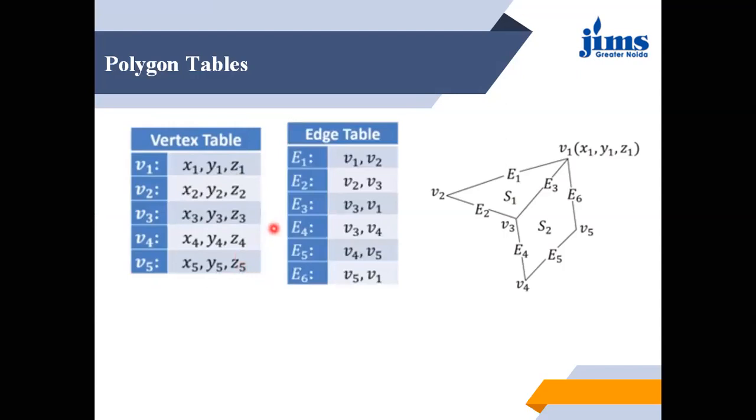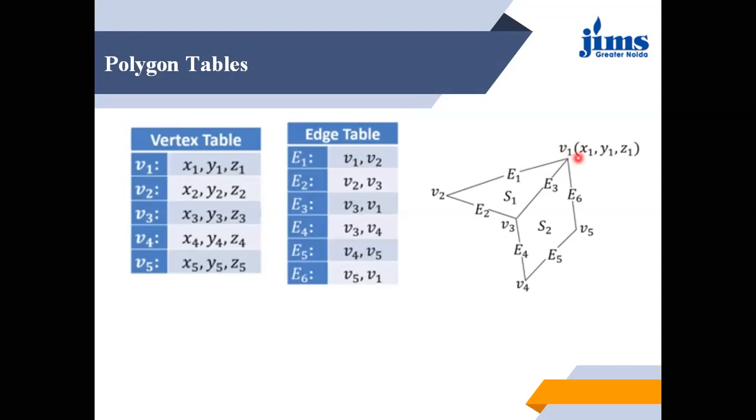This is an edge table. In the edge table, we have to store all the edges and keep a record of the different edges, as each and every edge has two endpoints, meaning two vertices. In simple words, if we join two vertices, then the line that joins these two vertices is called an edge.